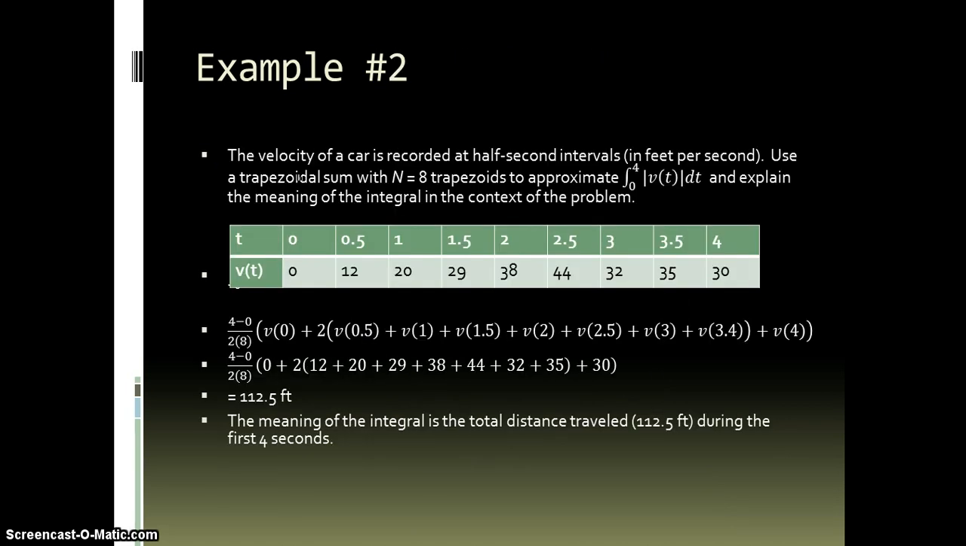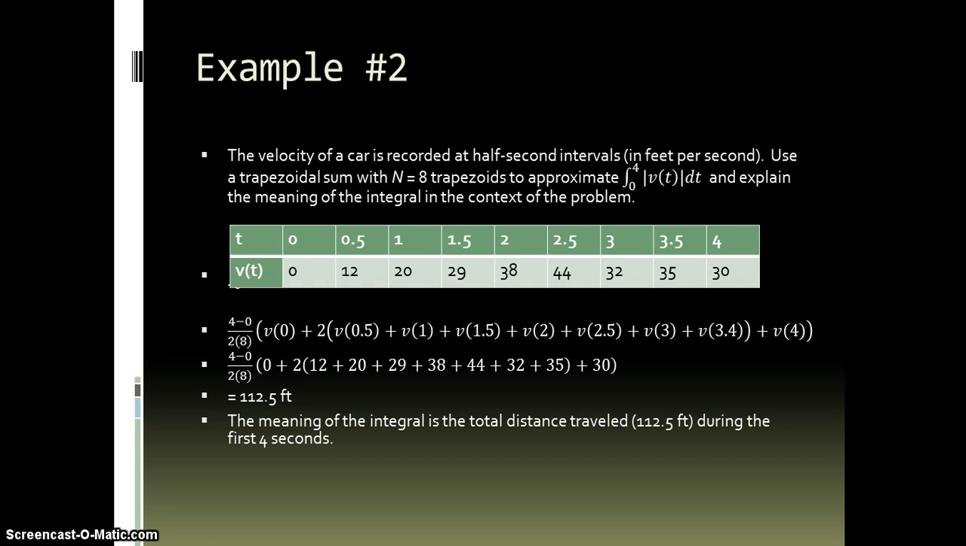The velocity of a car is recorded at half-second intervals in feet per second. Use a trapezoidal sum with n equals 8 trapezoids to approximate the integral from 0 to 4 of v of t dt, and explain the meaning of the integral in the context of the problem. So you'll notice that we have even intervals in this case. We have intervals from 0 to 0.5, 0.5 to 1. All of these intervals that we're given in the chart have width of 0.5, and those would be the width of our trapezoids. This will allow us to use our trapezoidal rule from our previous reading.